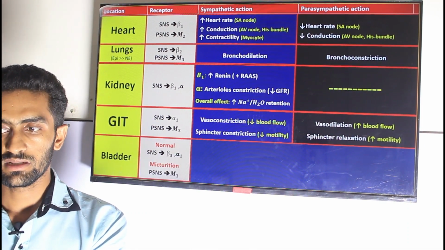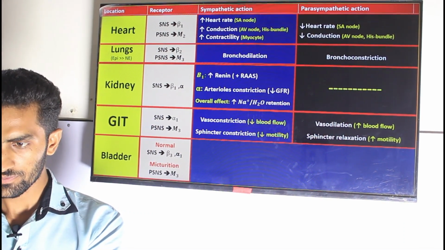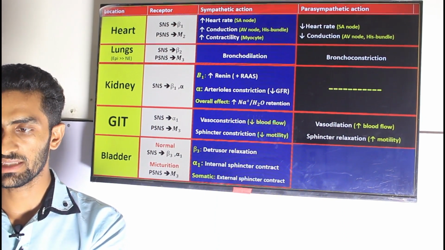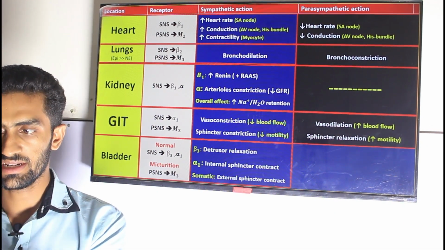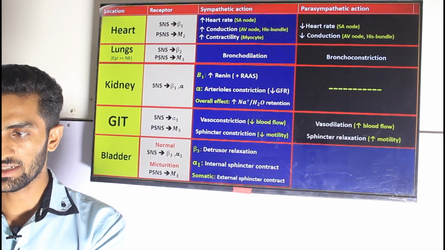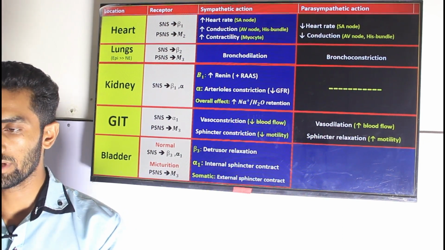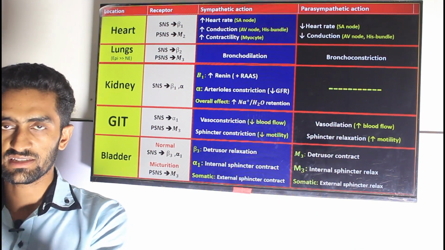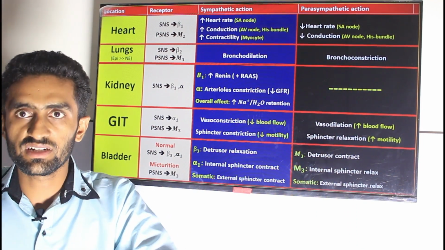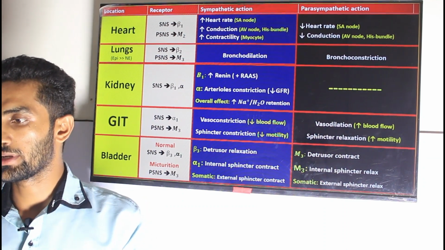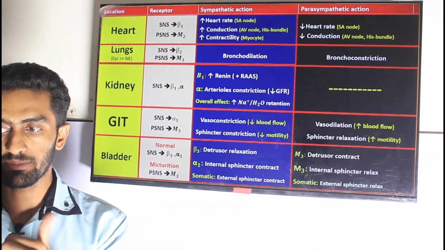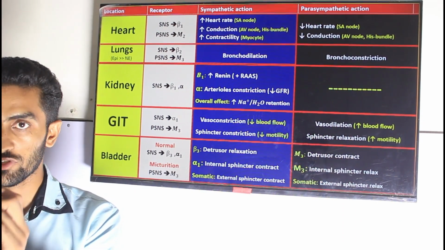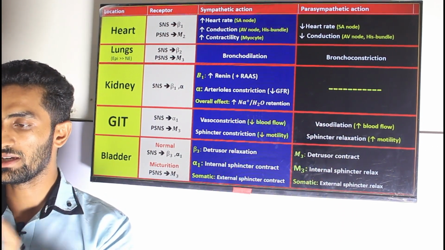In the bladder, normally the sympathetic is B3 and alpha 1, and for micturition M3 is going to control. B3 causes detrusor relaxation, the internal sphincter contracts, and the external sphincter contracts, so you cannot urinate. While in the parasympathetic, M3 causes detrusor contraction and your sphincter is going to open, so you can urinate. The internal is by M3, while the external sphincter, you must remember, is somatic, so it is in your control.